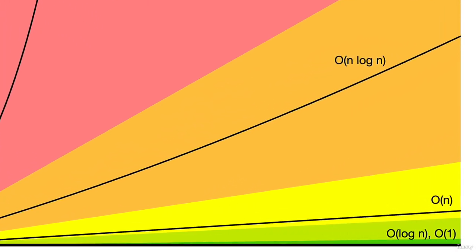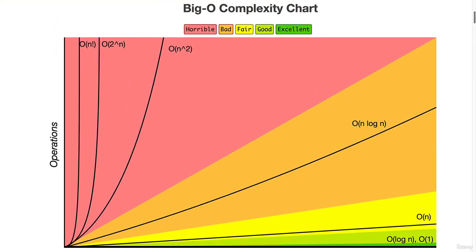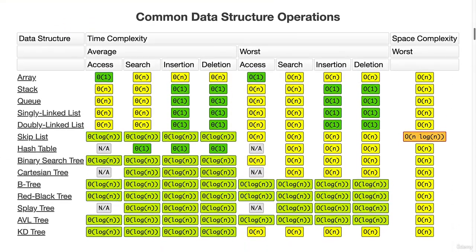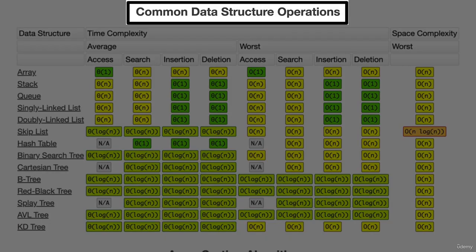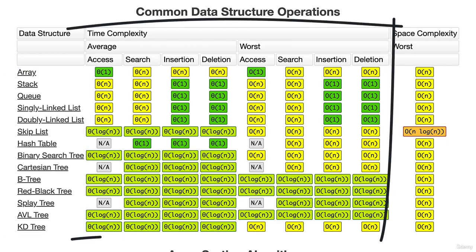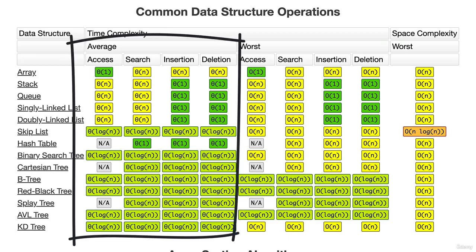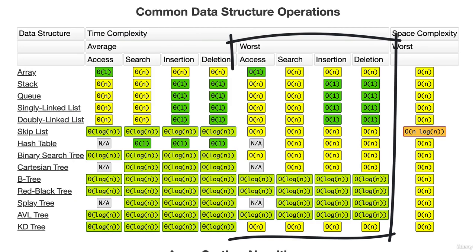O of n times log n, remember, we're going to see this in a couple of sorting algorithms. And then down here is where we want to stay with these three. O of n, O of log n, and O of 1. So below the chart, if you scroll, they have common data structure operations. So you have a variety of data structures on the left there. And this whole area is time complexity. And it's broken into average on this side. Notice these all start with the Greek letter theta. And then worst on this side, this is going to be O.